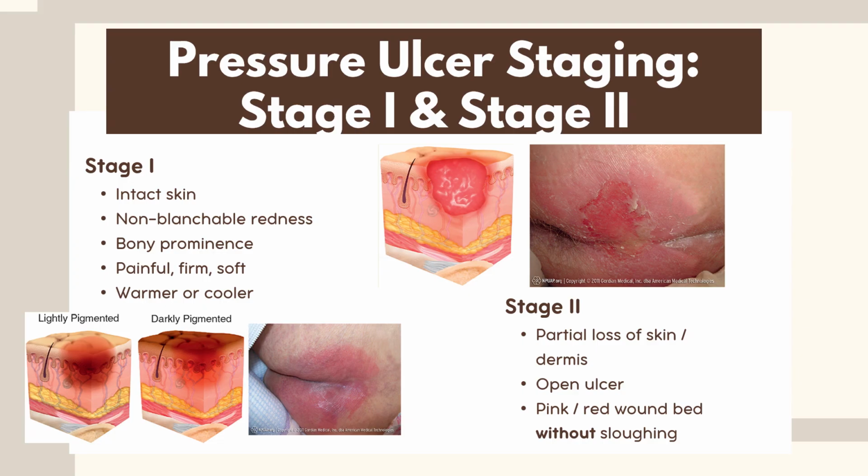So stage 2 is going to have more of a partial loss of that skin and dermis. That's going to be your biggest change. Now the skin, that dermis layer, is going to be impacted. There's going to be a potential open ulcer. That wound bed is going to look very pink and red. It's just very irritated, but there's no sloughing in here. And these are 2 good pictures to compare.